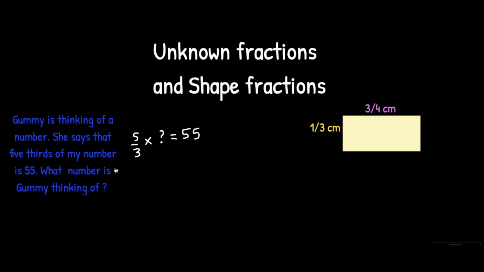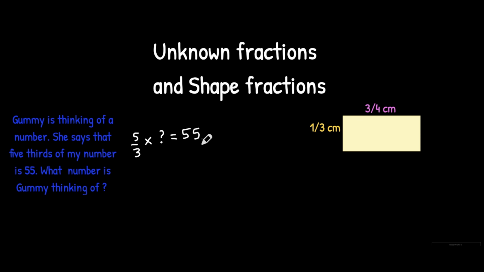All right, what number is Gami thinking of? 5/3 of another number is 55. There are many ways to deal with this, especially for the older kids who now know how to deal with algebra and equations. They can use that question mark as an unknown variable like an X or a Y. But for my primary school kids, it's a little bit challenging. There are certain hacks that can make this very, very simple.